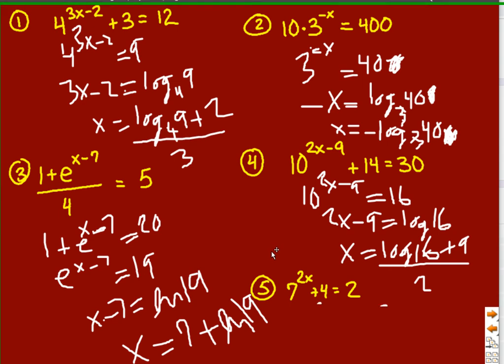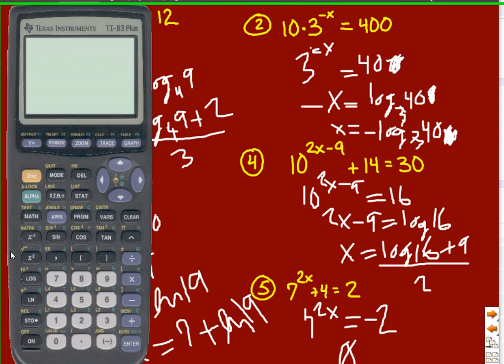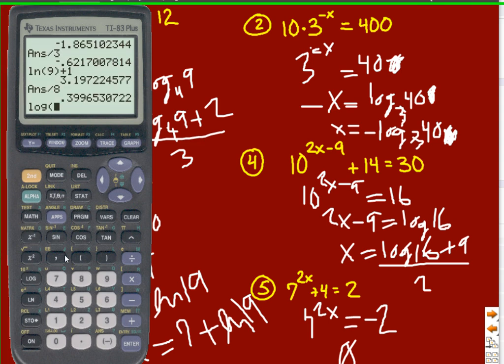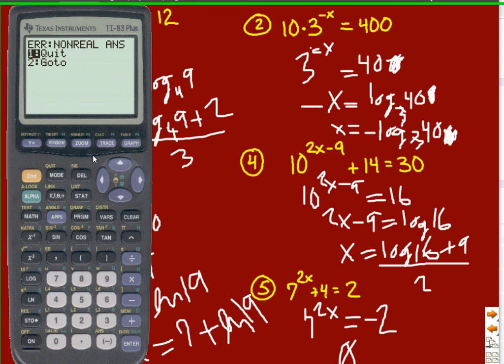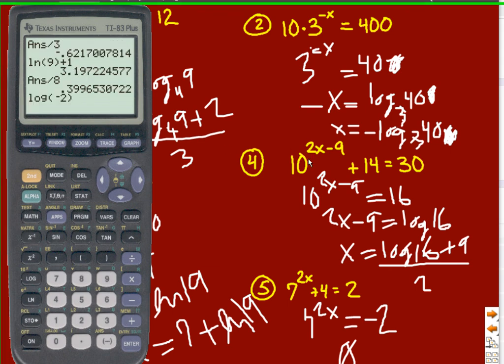And then this last one is one you don't even need to do work. Subtract the 4 over, you get negative 2. An exponential can never equal a negative number, so no solution. If you try to do log base 7 of negative 2, if you try in your calculator to do the log of negative 2, it won't work, because it's a non-real answer. So that's the way you can confirm that with your problem. There you go, solving exponentials with logs.